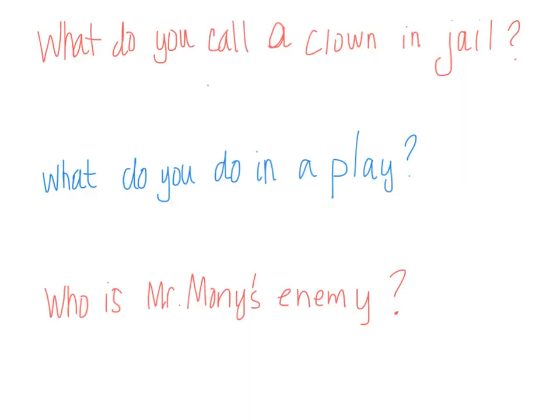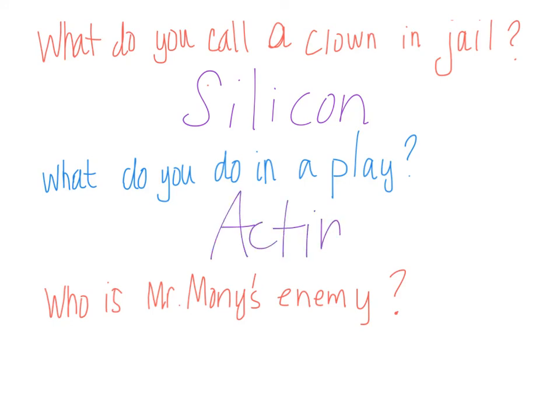Since this lesson was about the periodic table, I thought I would do jokes where the punchline is an element. So here we go. What do you call a clown in jail? Well, of course, he is a silicon. What do you do in a play? You act in them. And then who is Mr. Moni's enemy? He's anti-Moni.